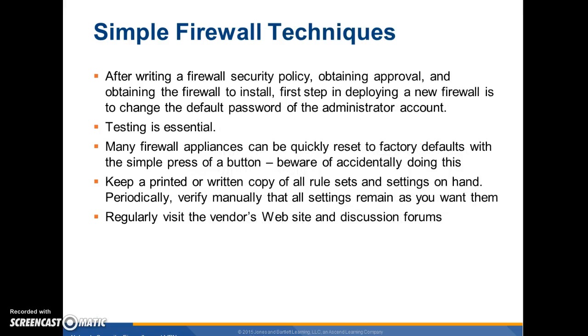Simple firewall techniques. After writing a firewall security policy, obtaining approval, and obtaining the firewall to install, the first step in deploying a new firewall is to change the default password of the administrator account. Testing is essential. Many firewall appliances can be quickly reset to factory defaults with a simple press of a button, and beware of accidentally doing this. Keep a printed or written copy of all the rule sets and settings on hand. Periodically verify manually that all settings remain as you want them, and regularly visit the vendor's website and discussion forums.